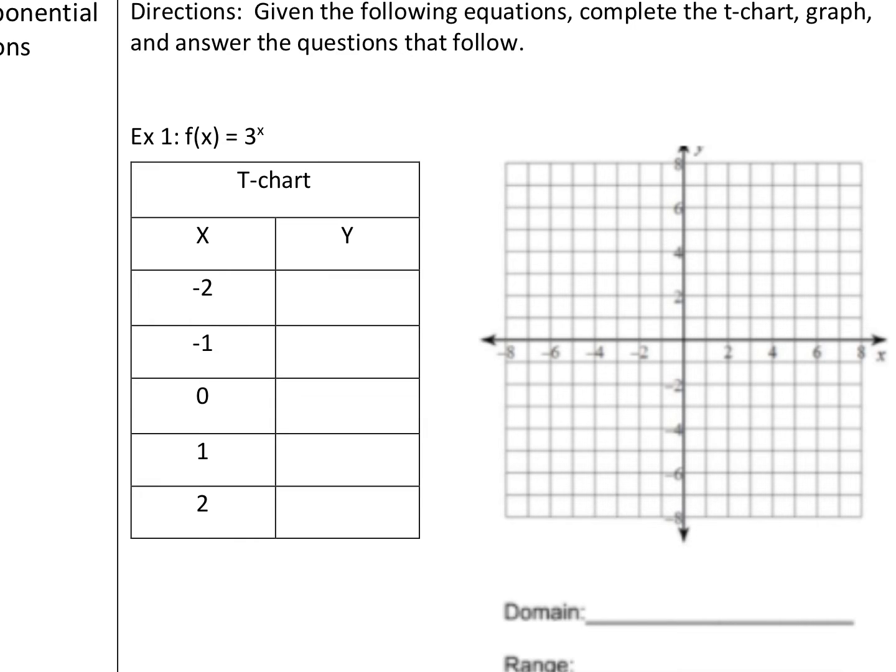When we type this in the calculator, when we put 3 to the -2nd power, what do you get? 0.11. Negative 1, 0.33. Then 0, 1, and 2, 9. Then we want to go ahead and plot those points. So negative 2, 0.11, negative 1, 0.33. Just try your best on these.